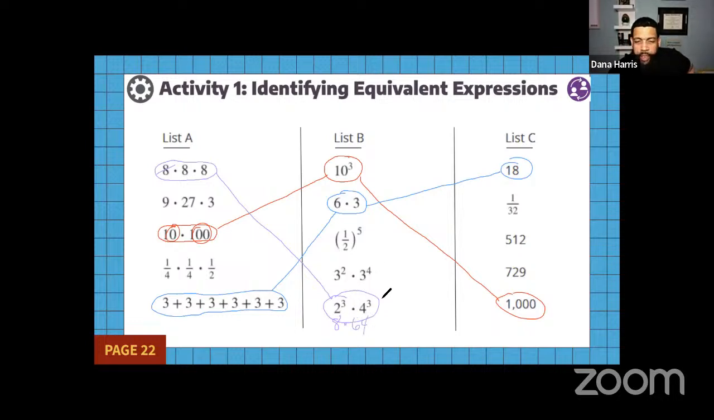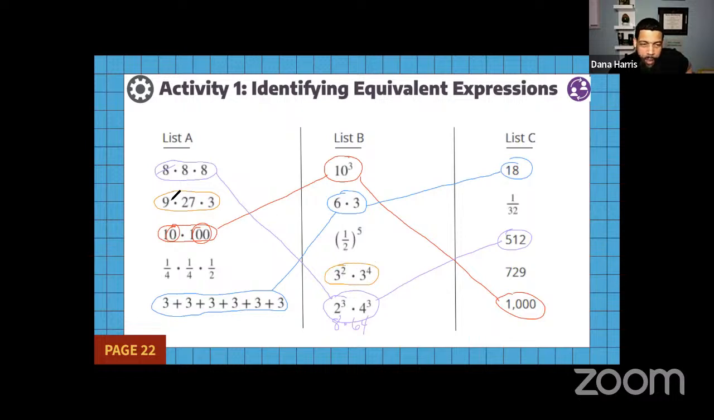Same thing. And now, let's see, which one does that match up with? Well, 512 if we multiply 8 times 64. Let's go here: 9 times 27 times 3. So we're left with either one of these two. It's kind of obvious that it's going to be this one, but let's see how it matches up.